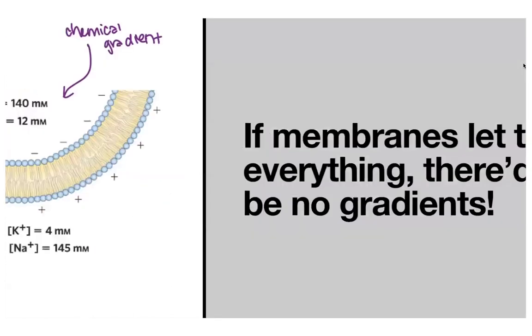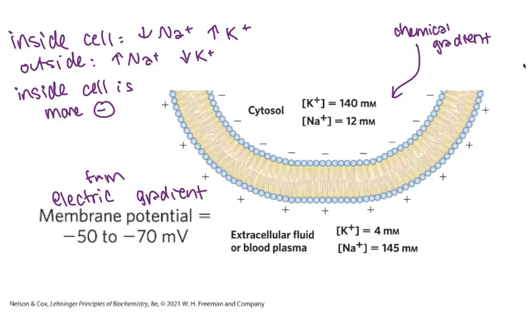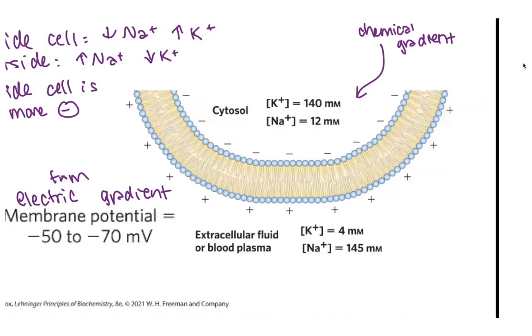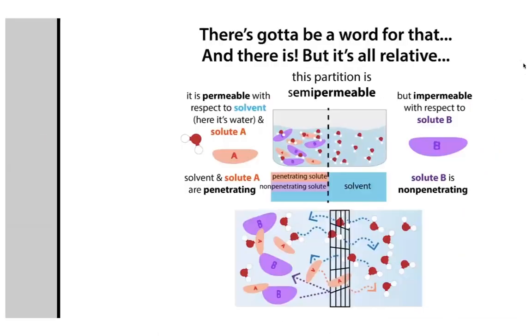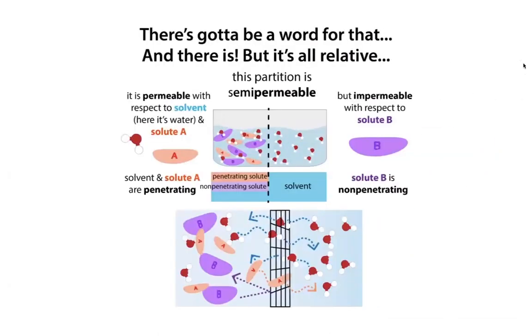So clearly, if we have a situation like this, there's something going on. Our cells are actually working to keep things out of balance. And so today, that's what we're going to talk about. So basically, instead of just letting everything through, membranes are what we call semi-permeable. By permeable, we're talking about allowing things through, and semi means partially. So basically, this is partially permeable.